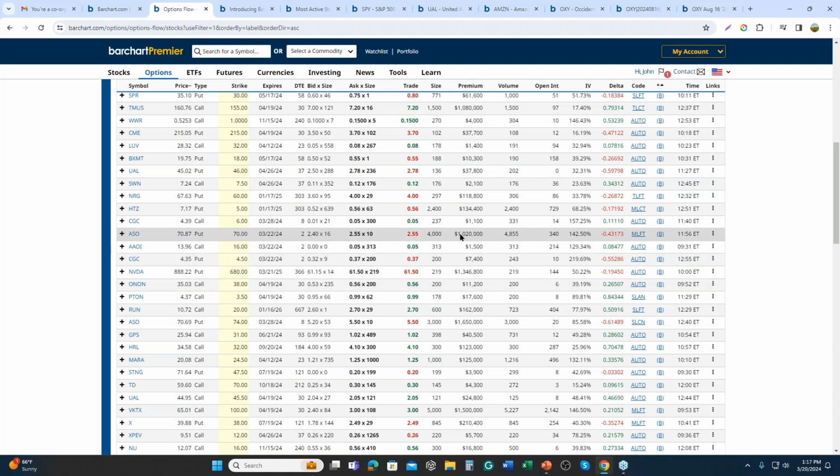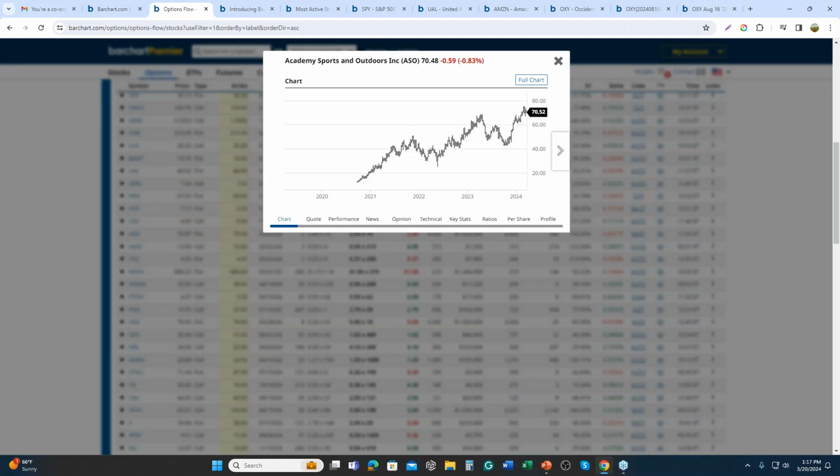Now, for instance, here's a $1 million trade on a $70 stock. ASO, I'm not familiar with it, but if I click on the plus sign, I can see it's Sports Academy Outdoor Inc.